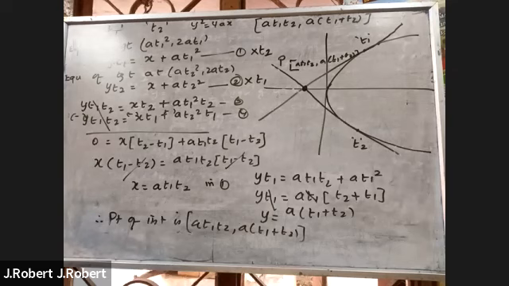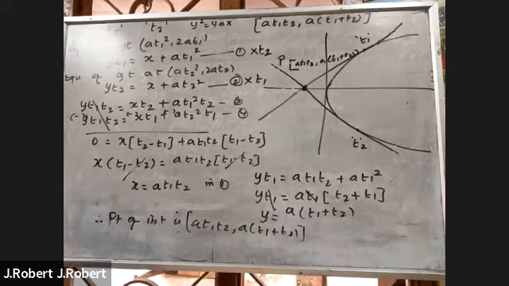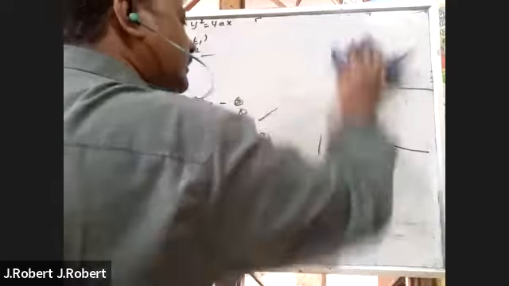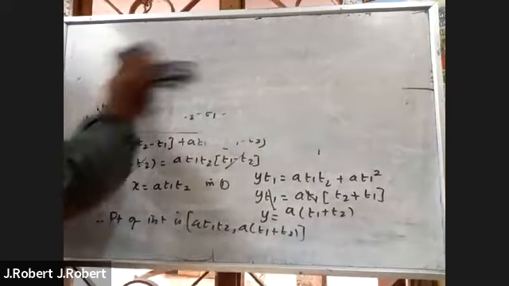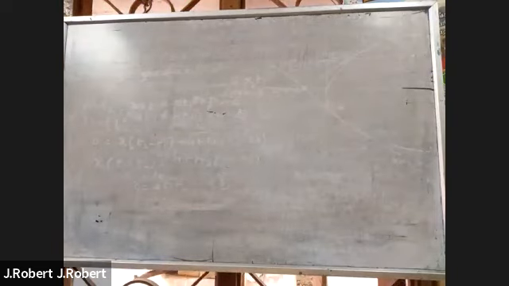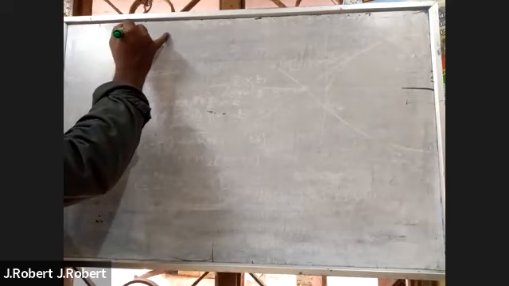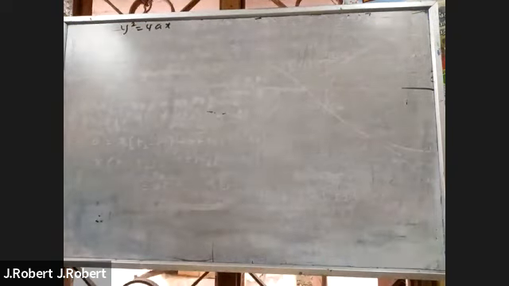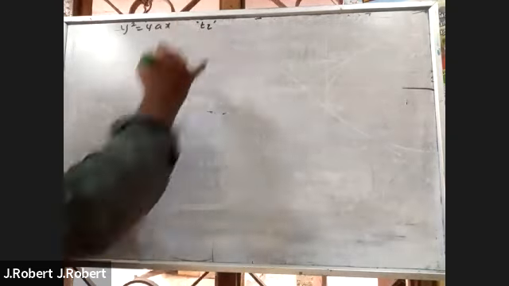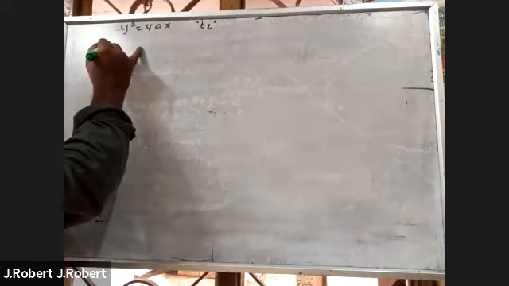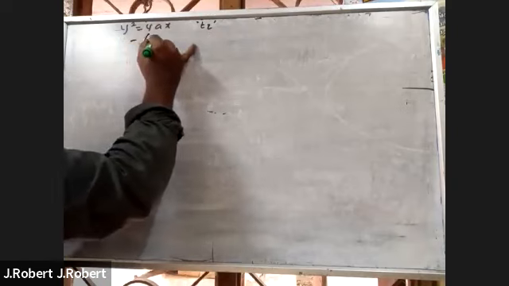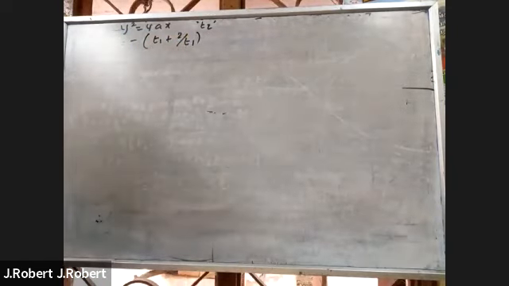Next problem: if the normal at the point T1 on the parabola y squared equals 4ax meets again at the point T2, then prove that T2 is equal to minus of (T1 plus 2 by T1). So T2 is equal to minus T1 plus 2 by T1.